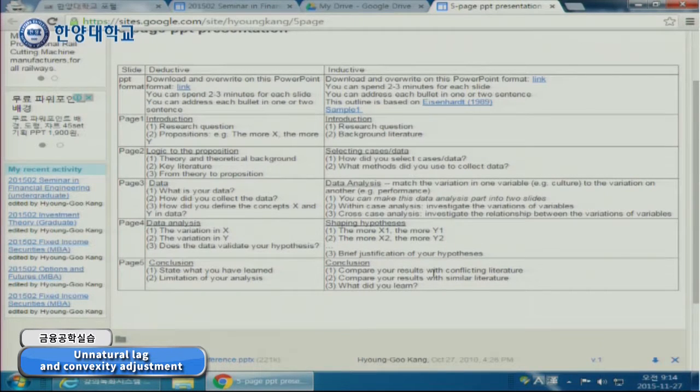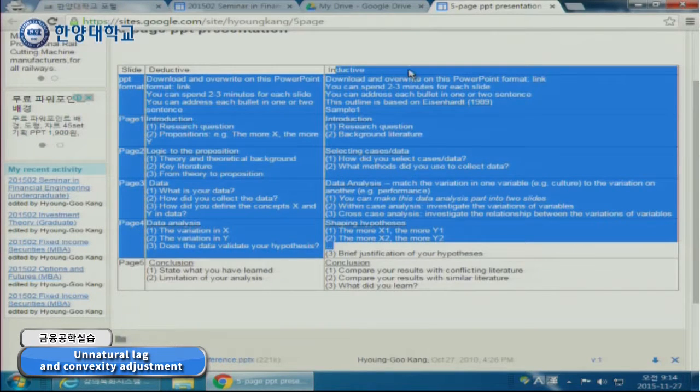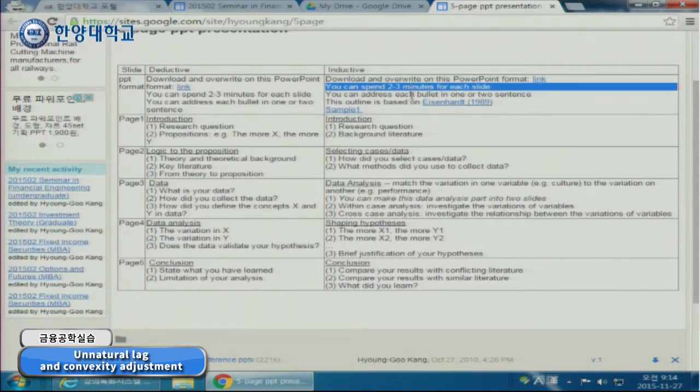Compare your result with conflicting literature. Compare your result with similar literature. And what did you learn? This is very, very important. Actually, the inductive one is harder, because you start from data and you have to convincingly generalize. That's very hard. You have just a couple of cases. How can you generalize to other cases? That's a very tough one.